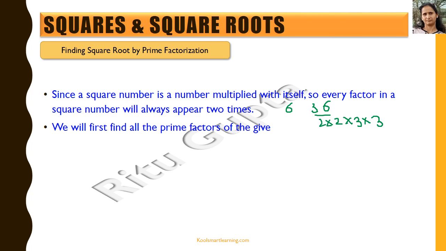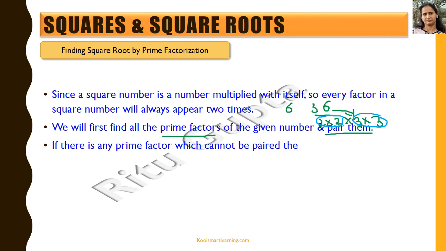So now we'll first find all the prime factors of the given number. For 36 we found all the prime factors and we'll pair them. In this case we'll pair them to make this one pair and this the other pair.